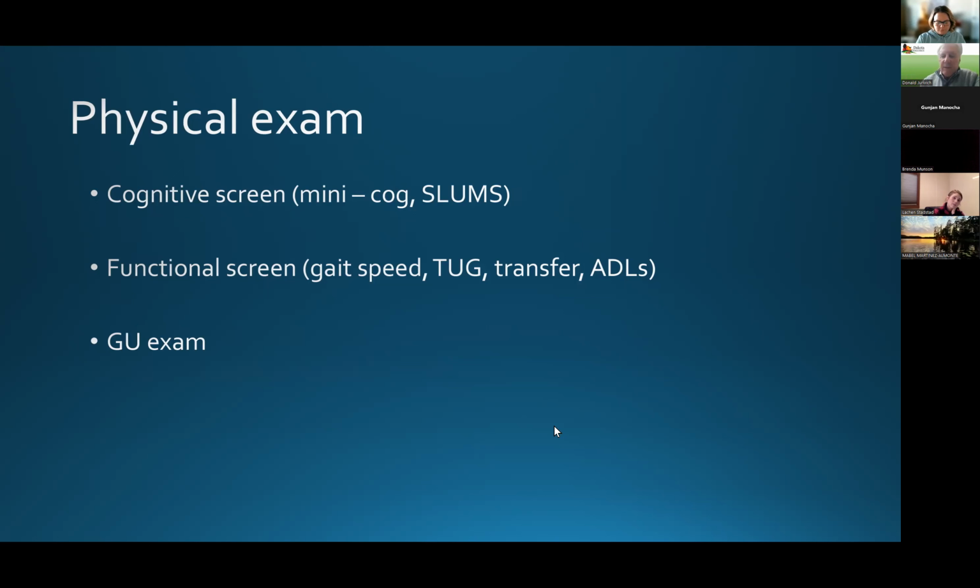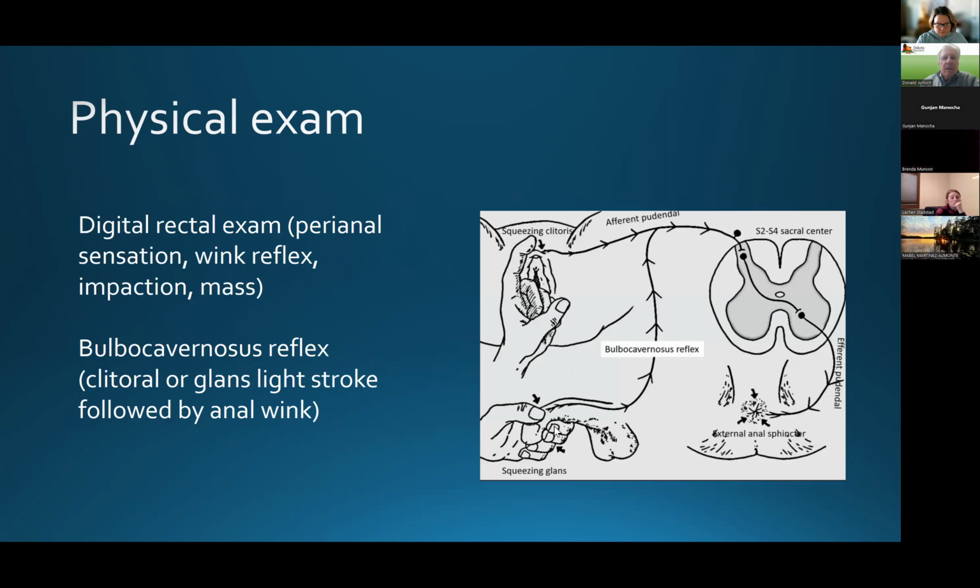And then finally, we've got the genitourinary exam. We'll walk you through a few of those components. One of the things that often gets overlooked is the digital rectal exam.